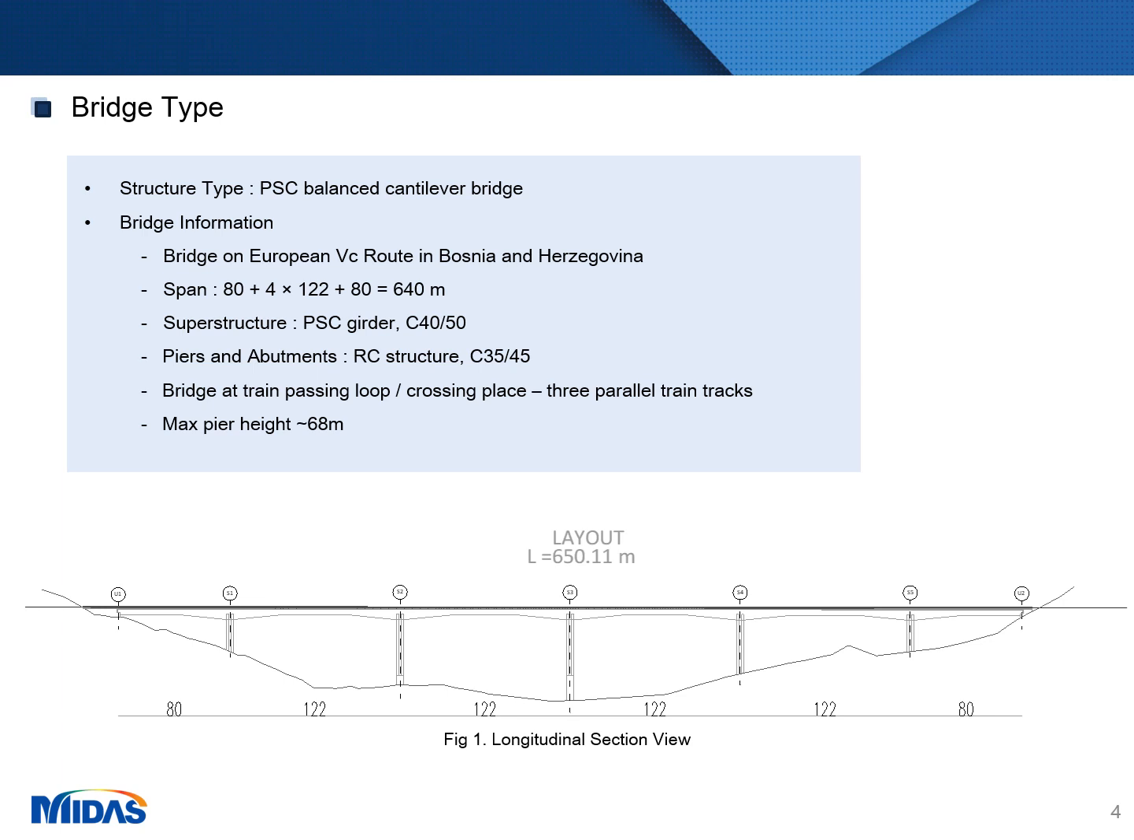The interesting thing about this bridge is that it contains 3 parallel train tracks. Actually, it is a train passing loop. There is a railway station near the bridge. Maximal pier height is 68 meters.